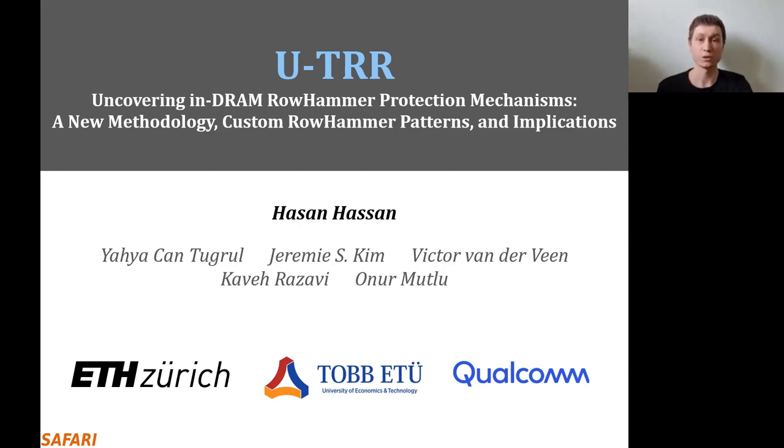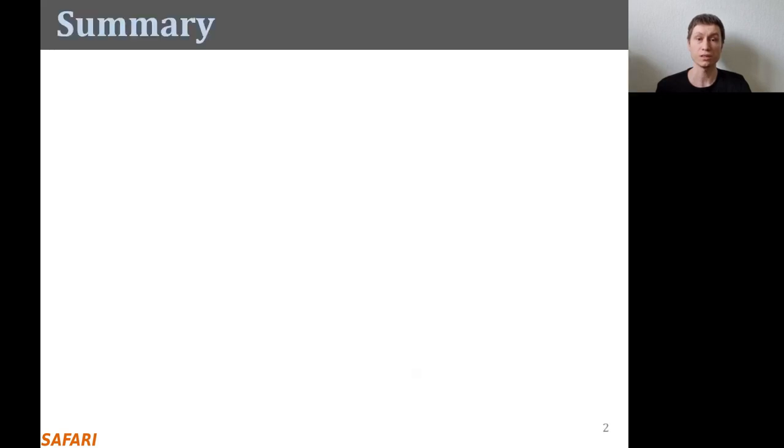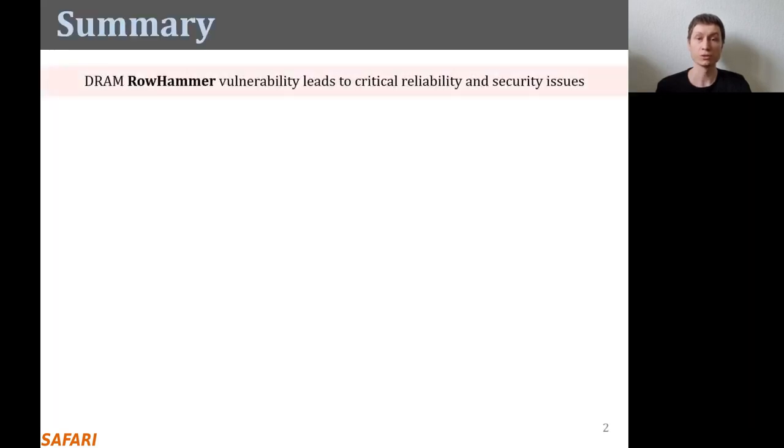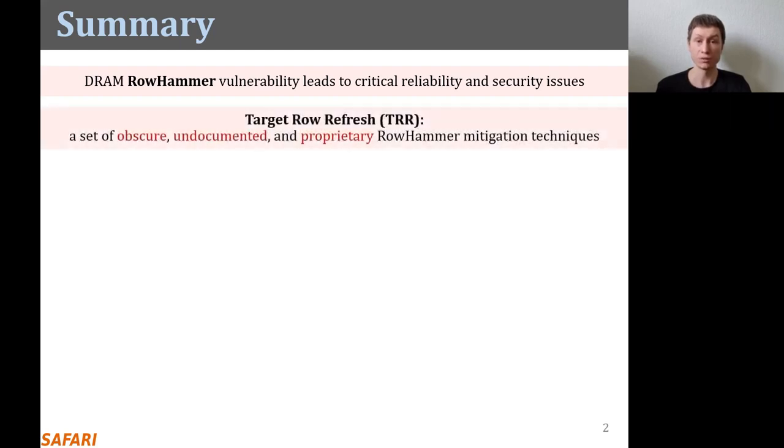I will be presenting our work on uncovering the operation of in-DRAM RowHammer protection mechanisms. Let's start with a summary. The RowHammer vulnerability of modern DRAM is a critical reliability and security threat. Today, DRAM vendors implement target row refresh, or TRR, in their DRAM chips. TRR is an obscure, undocumented, and proprietary RowHammer mitigation technique. Due to their proprietary nature, the security guarantees of these RowHammer mitigation techniques cannot be easily studied.